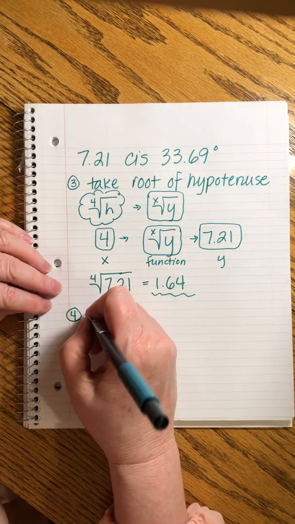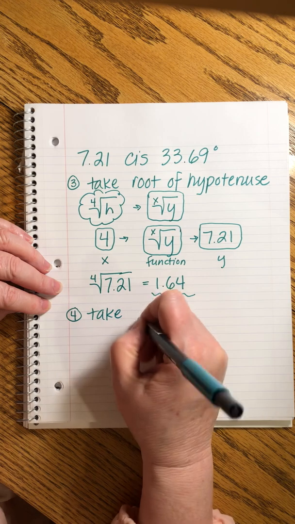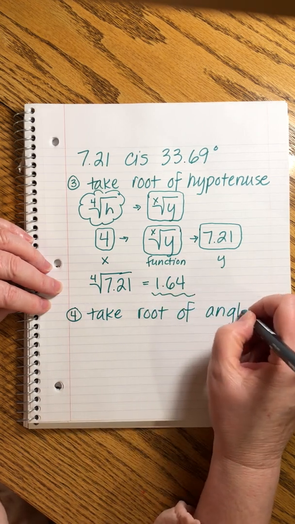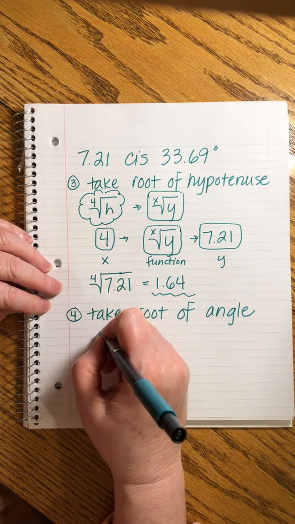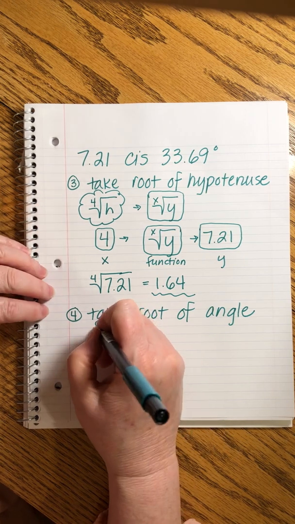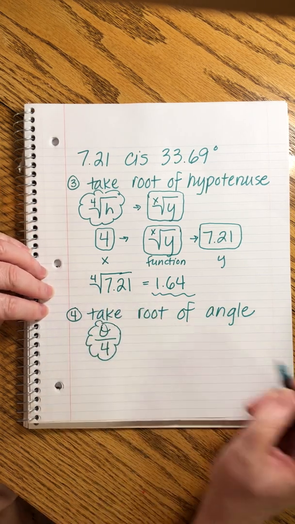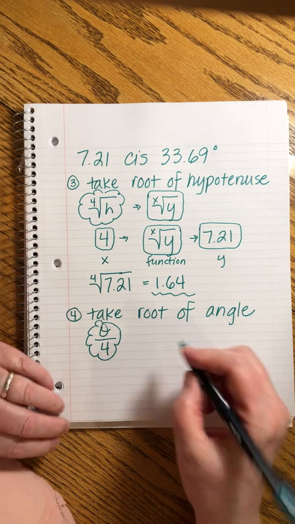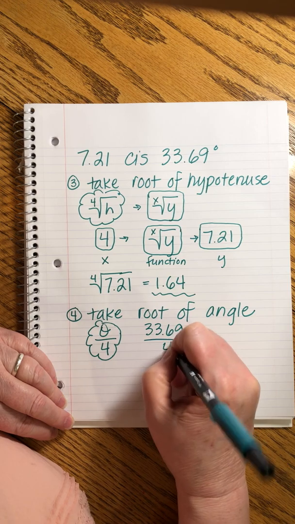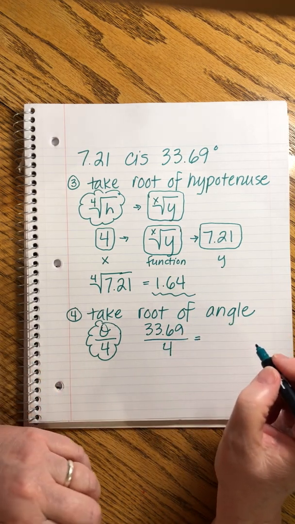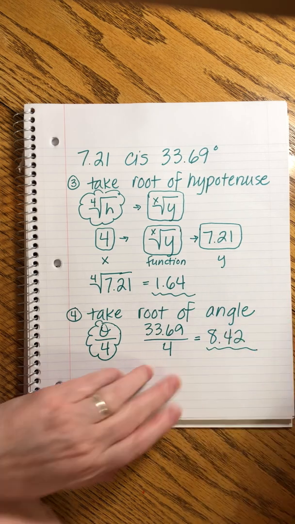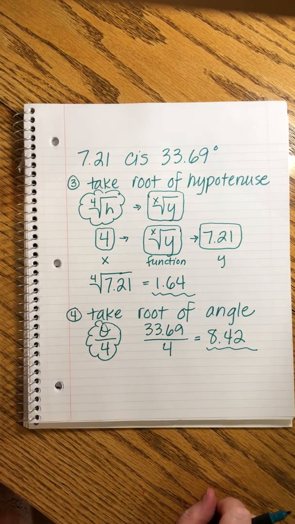The 4th step is we take the root of the angle, and that's way easier. We take the angle and we divide it by, in this case, 4. Right? So it's 33.69 divided by 4, and that equals 8.42. Okay, now we know enough to be dangerous.